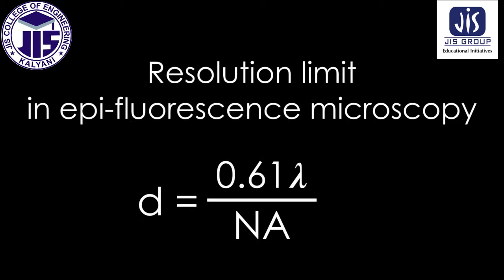In light microscopy, we define resolution as the distance by which two objects must be separated in order to distinguish them as separate from one another in the image of the objects generated by the microscope. And in epifluorescence microscopy, according to the Rayleigh criterion, that distance is equal to a constant, 0.61, times the wavelength of light that is generating the image, so the emission wavelength of light in fluorescence, divided by this property of the lens called numerical aperture, which we abbreviate as NA.